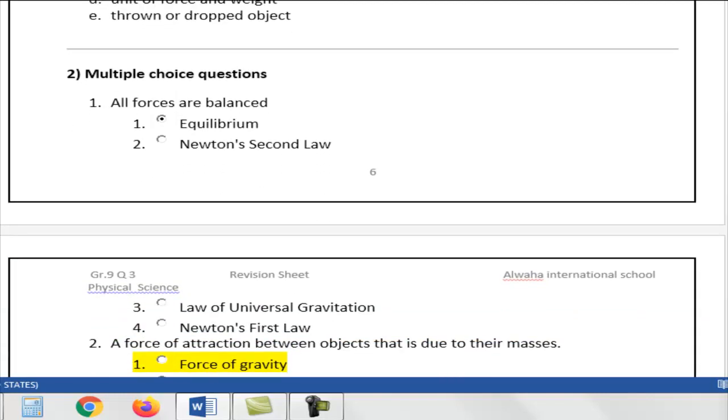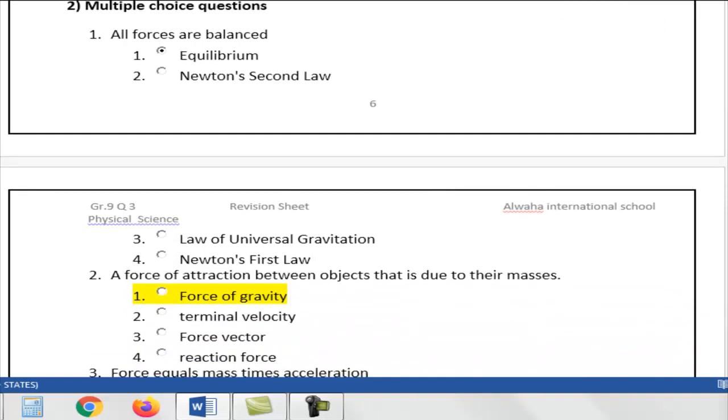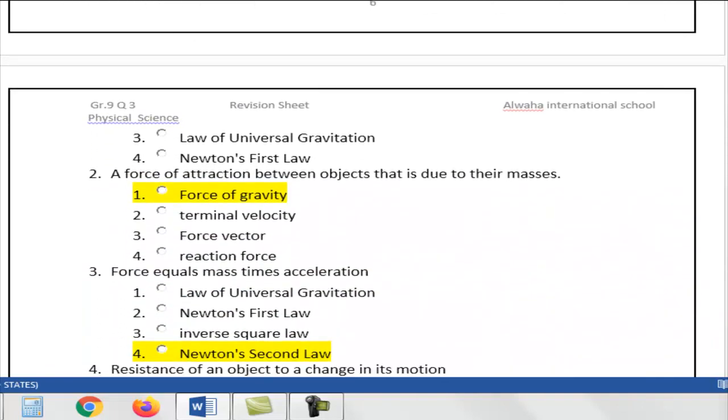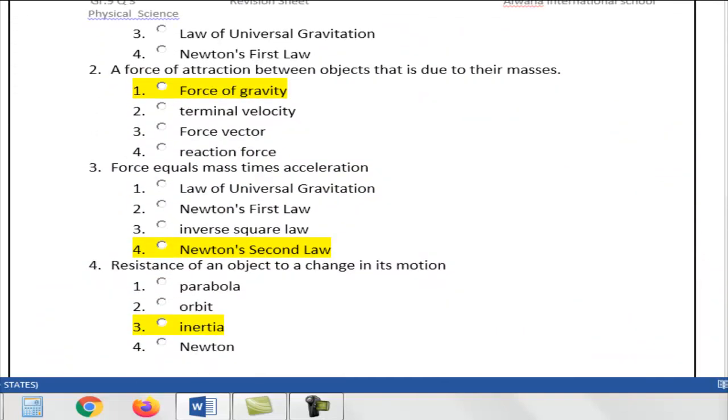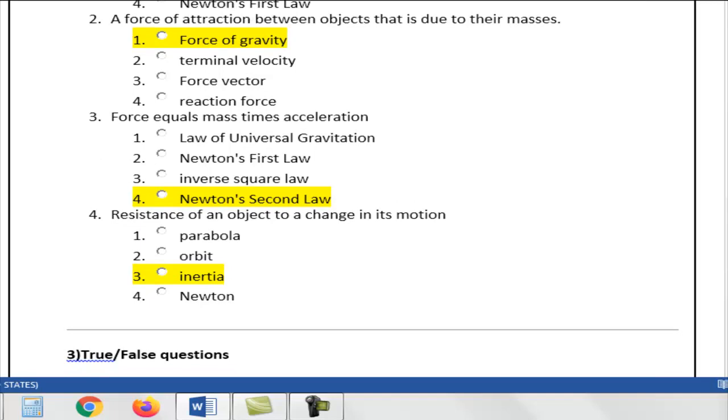Number 2, MCQ question 1. All forces are balanced. It will be, yeah, equilibrium. Number 2, a force of attraction between objects that is due to their masses. Yeah, it will be the meaning of forces of gravity, terminal velocity, force vector, or reaction force. Yeah, number 2, it will be force of gravity.